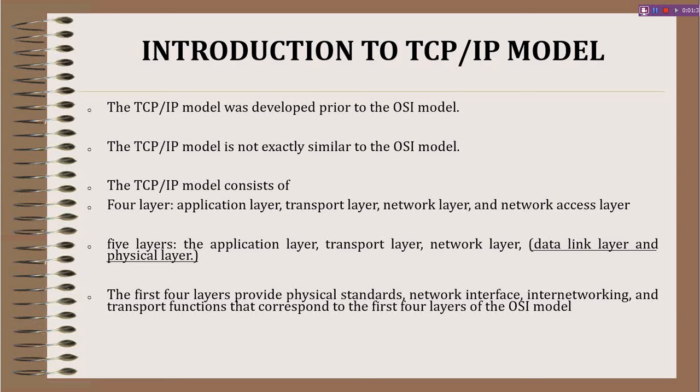The first 4 layers provide the physical standard, network interface, internetworking, and transport function that correspond to the first 4 layers of the OSI model. But the presentation layer, application layer, and session layer are combined into the application layer.